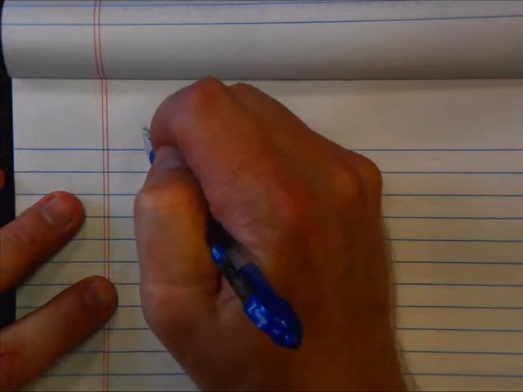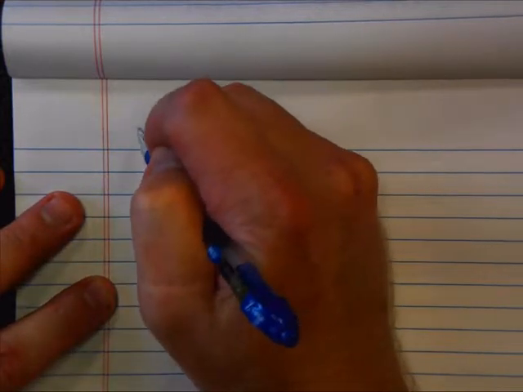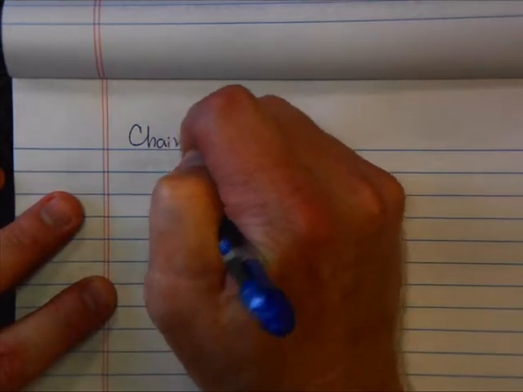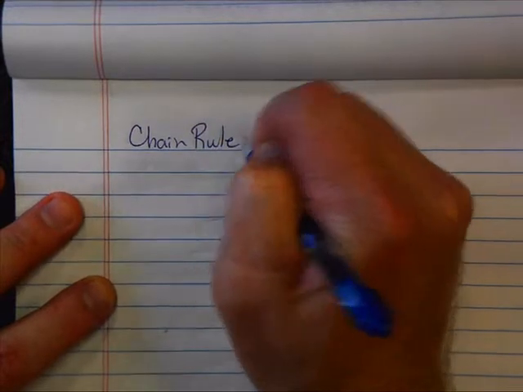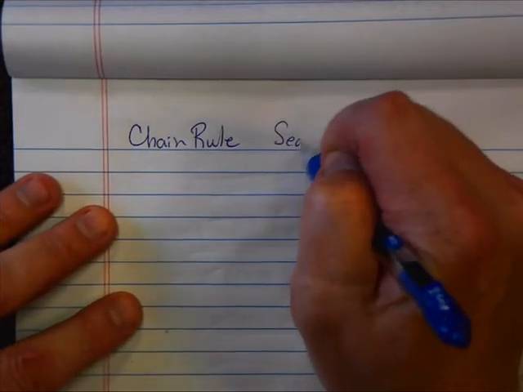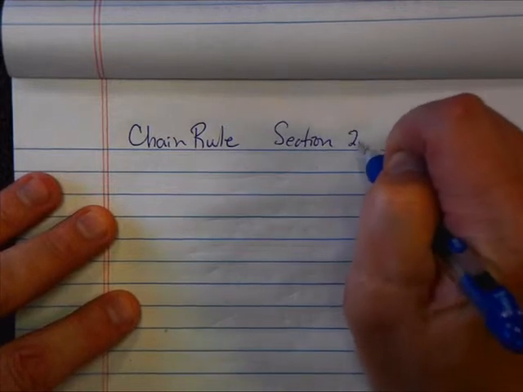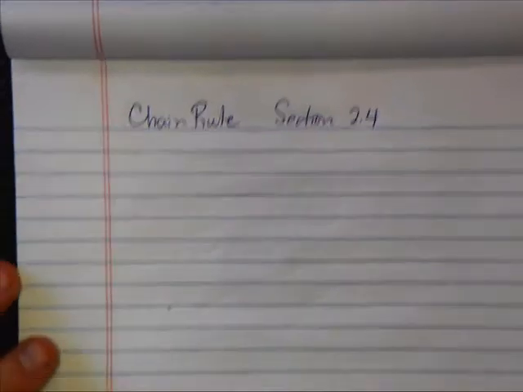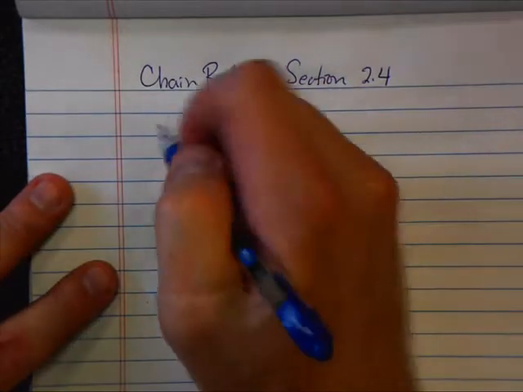All right, we have one more major rule for derivatives. And the last rule for derivatives is called the chain rule. I forget what section number this is. 2.4.